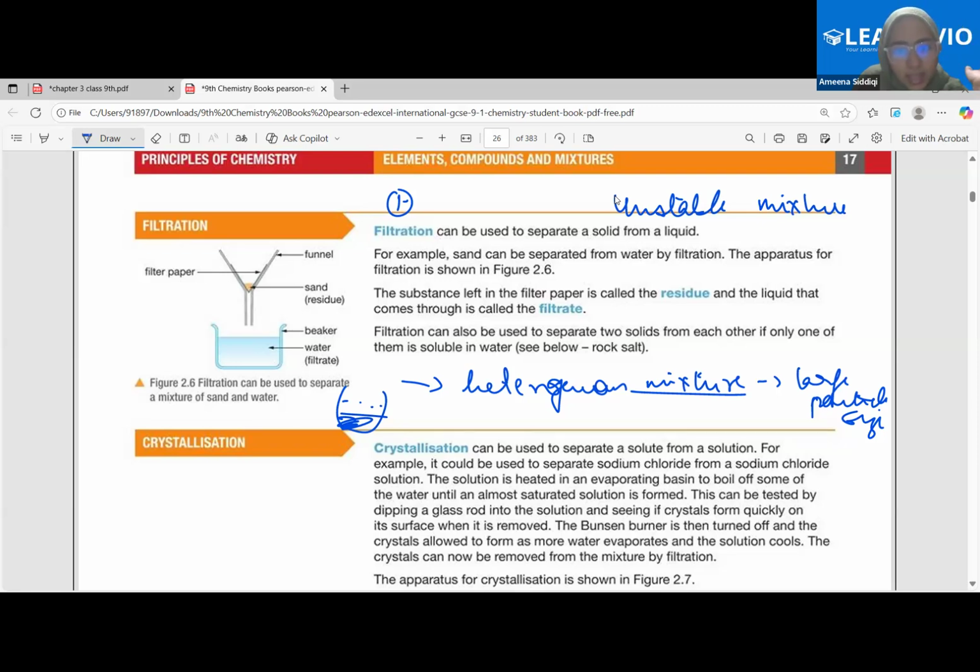When we have this type of mixture wherein one component settles down at the bottom of the container, we can filter that out. The other component will be filtered out, and that is when we can use the method of filtration. Sand can be separated from water by filtration. The apparatus of filtration is this. The substance left in the filter paper is called the residue. What will be the residue in sand and water?